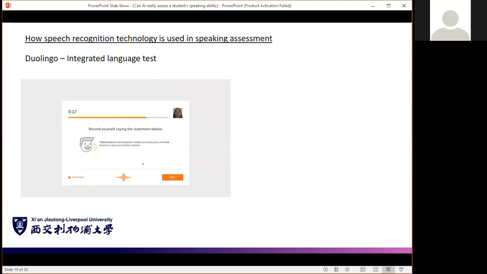Mathematical and computer models are produced, and field research is done to test the models.